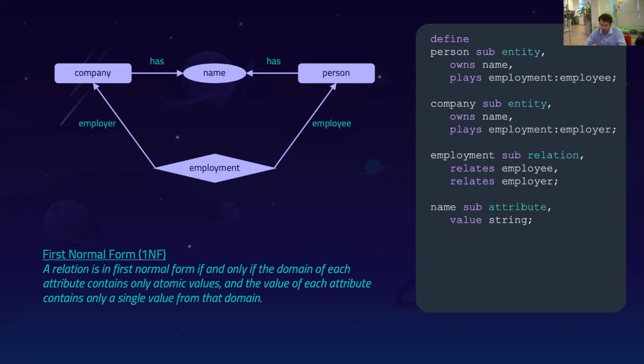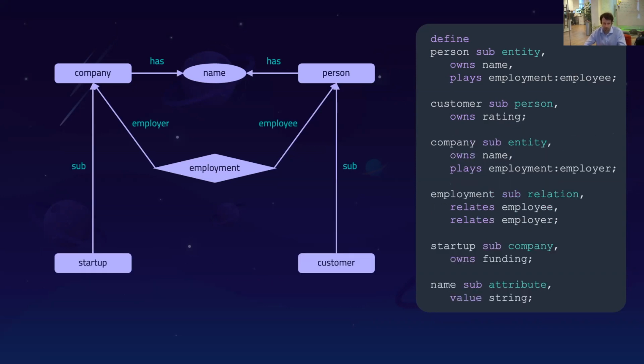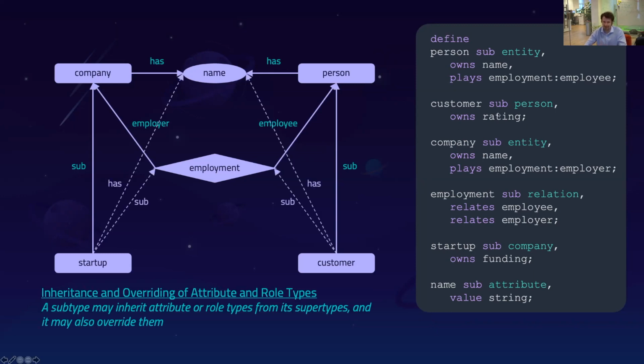Now let's say we want to extend the model, and we want to also create subtypes. We want to add a new type, a startup and a customer. To do that, I can simply say customer sub person or startup sub company. We add an additional attribute, rating or funding. But because they're subtypes, in this case a customer is a subtype of a person, they inherit all of the roles and attributes that its parent has. So that's why we say that a subtype may inherit attribute or role types from its supertypes, and it may also overwrite them.